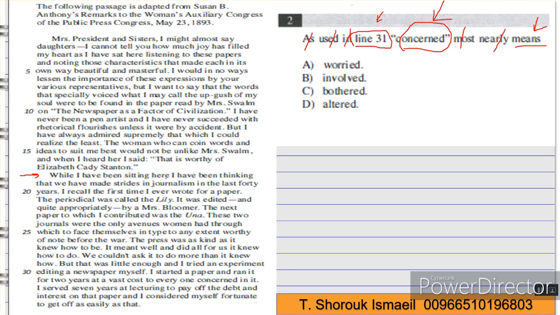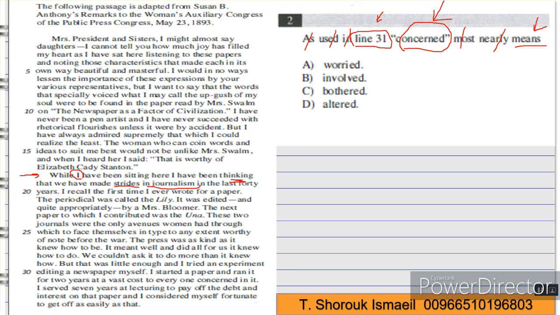Well, I have been sitting here. Who's talking still? This woman who's called Susan. Been sitting here, I have been thinking. So she's thinking about something that we have made strides, meaning big steps, in journalism. Okay, so again, she's talking about women and how they made great steps in history, in journalism, in the last 40 years.